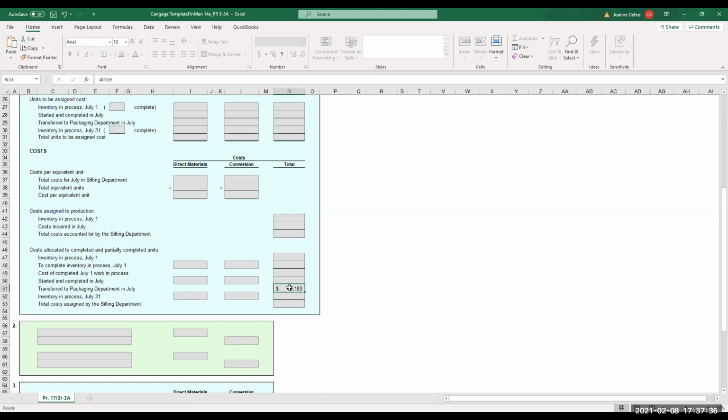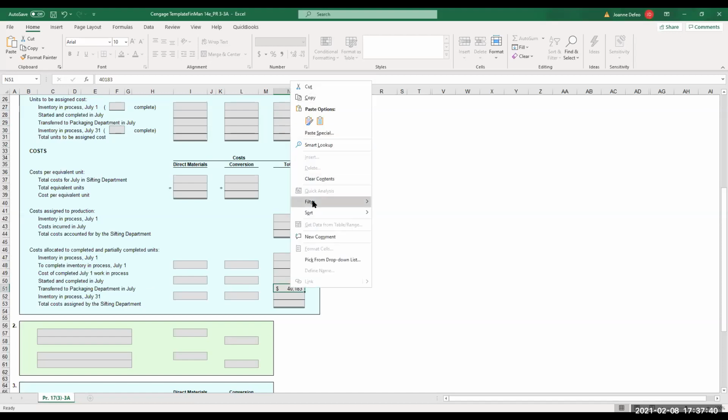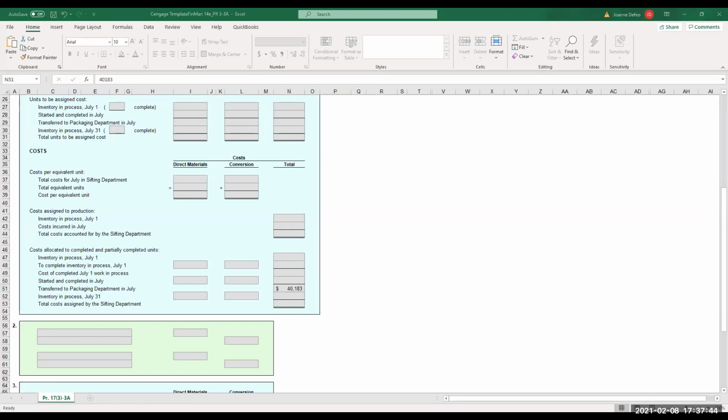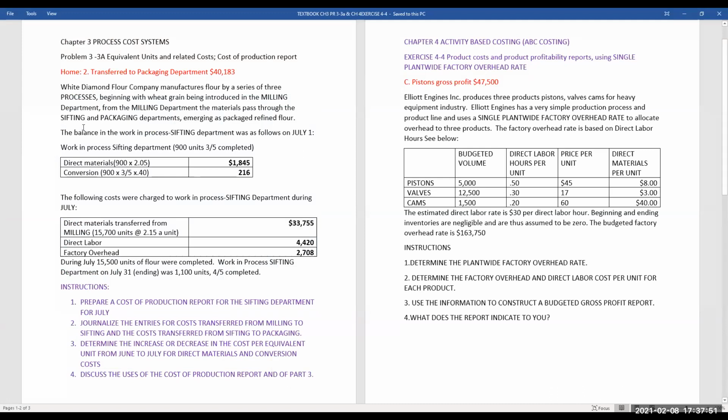So there's the given piece. Let's go back and look at the rest of the information. All right, so does everyone see the information? White Diamond Flour Company manufactures flour by a series of three processes, beginning with wheat grain being introduced in the milling department, and then there's a sifting department, and there's a packaging department. So that's why they call it a process cost system, because these are different processes. Milling, sifting, and packaging. Okay? So after it's all done, it emerges as a packaged, refined flour.